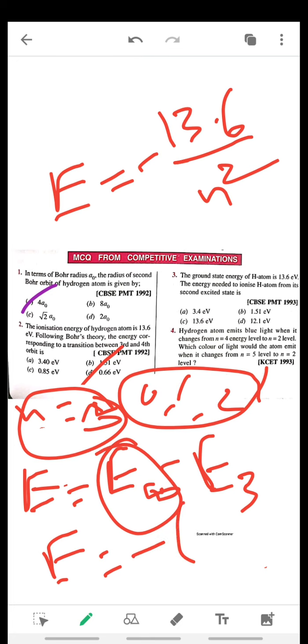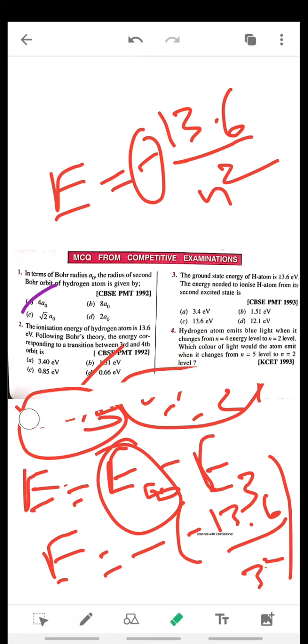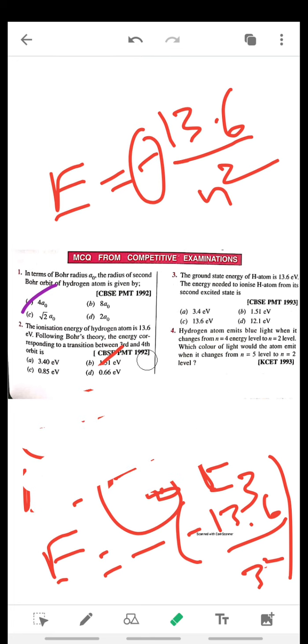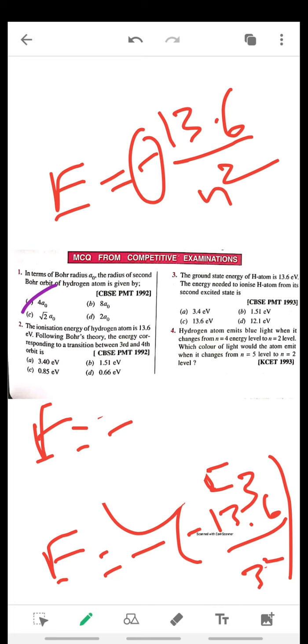E3 we know already: minus 13.6 divided by 3 square, because the n value is 3. Same thing, minus 13.6 divided by 9. So E equals minus, minus into minus becomes plus, 13.6 divided by 9. Just solving it, it is 1.5 electron volt. 1.5 electron volt means B is the answer.